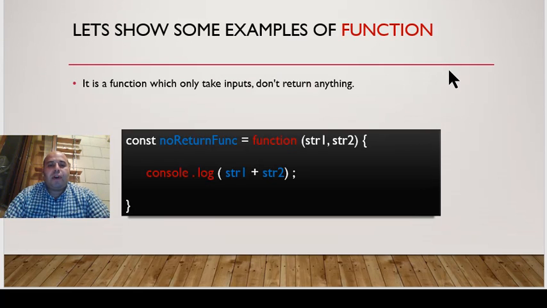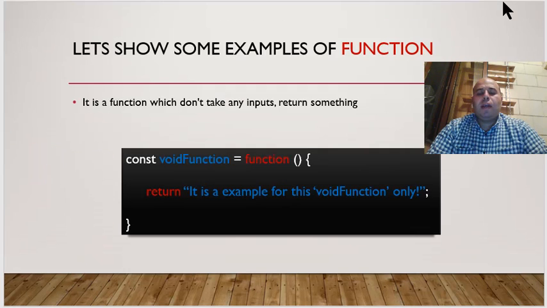The next example of a function is a function which takes two arguments, both strings, and has no return. As you can see in the black rectangle, I define a function whose name is no return function, and I assign to this function two inputs, the first one is string 1 and the second one is string 2, and the action of the function is to log the concatenated two strings, which are string 1 and string 2.